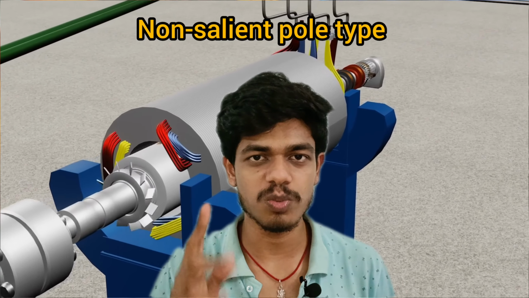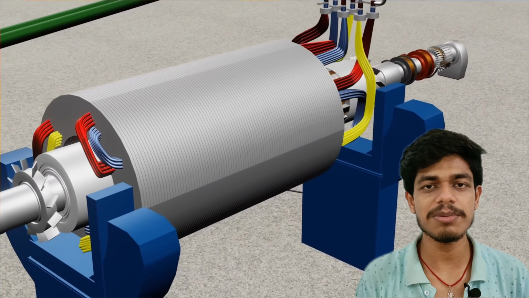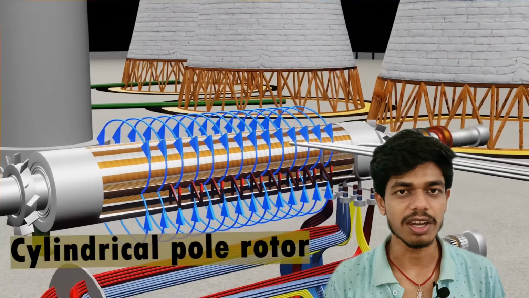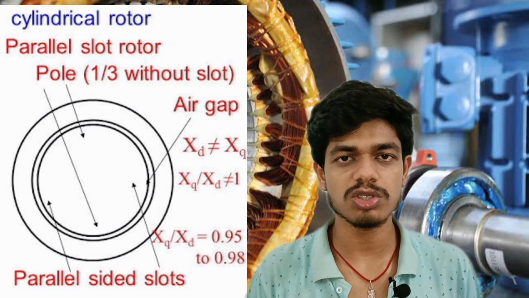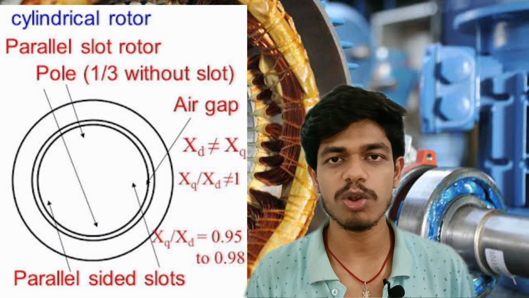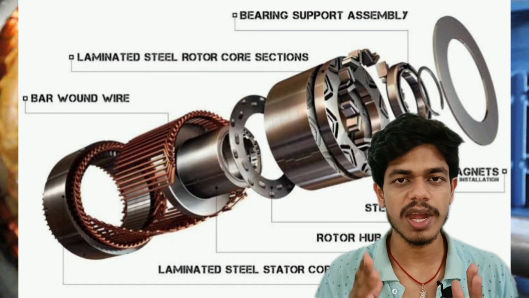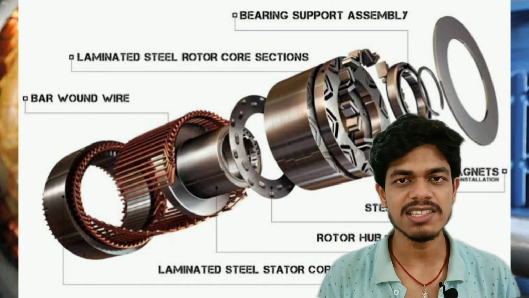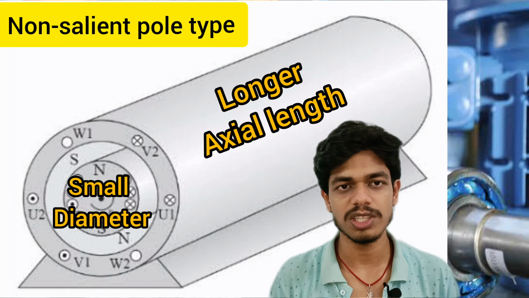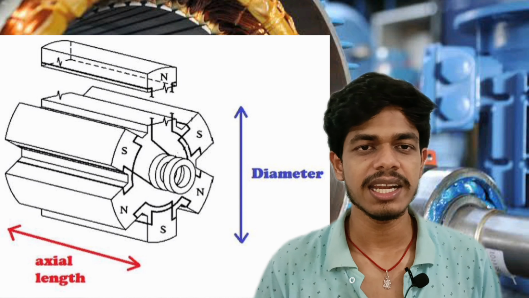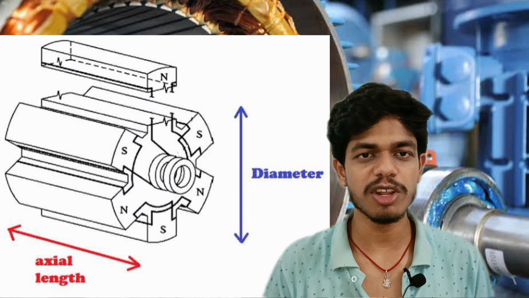Now we discuss the non-salient pole type synchronous motor, which is also known as the cylindrical type synchronous motor or the rotor wound synchronous motor. This motor has a cylindrical rotor with parallel slots for the rotor windings. This rotor is made of solid steel and has a small diameter with a longer axial length than the salient pole type rotor. The axial length depends on the size of the diameter of the rotor.